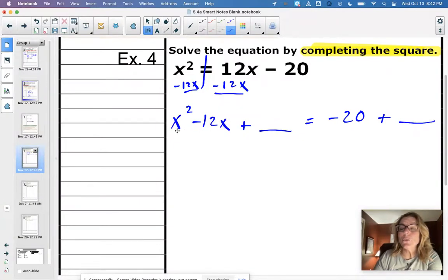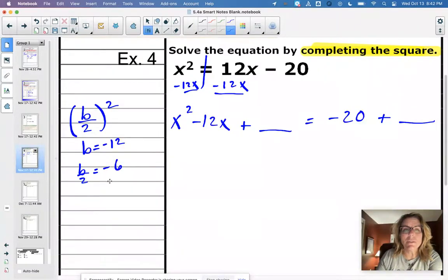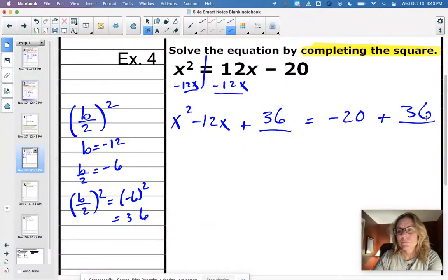Now, what we're going to do is create a perfect square trinomial by adding b over 2 squared to the left side. And if I add it to the left side, I also have to add it to the right side. So I know b is negative 12. b over 2 is going to be negative 6. So b over 2 squared is going to be negative 6 squared, which is 36. As long as I add something to the left side and I also add it to the right side, I'm okay. What happened here is by doing that, we've now created something that we can factor.